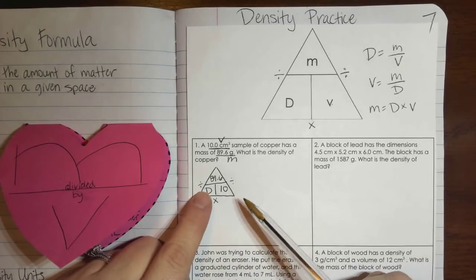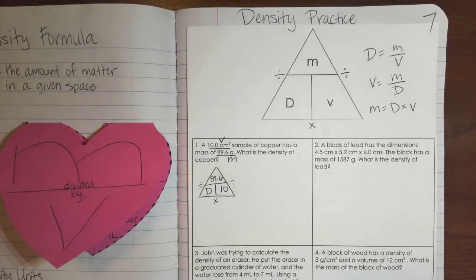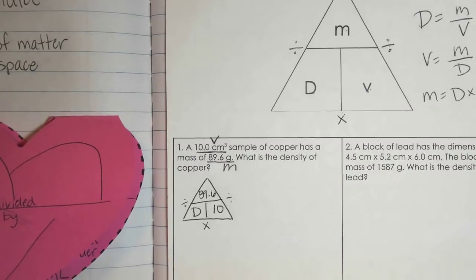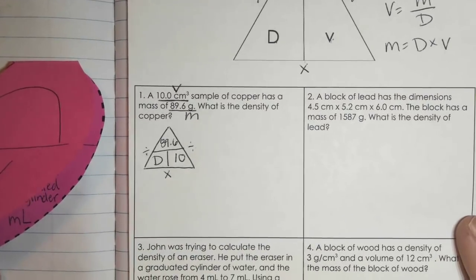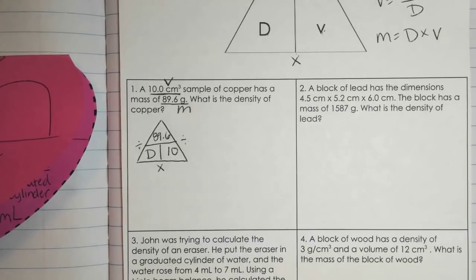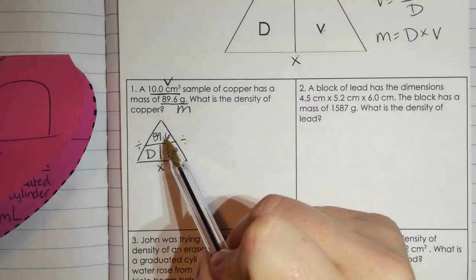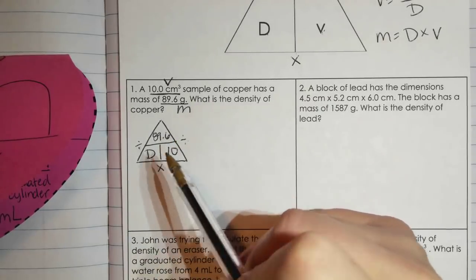Now notice I didn't put the units in the triangle. I think sometimes that just clutters up our triangle, so you can go back at the end and be sure to do our units when we write our answer. Okay, so I'm going to set up my math problem. I know I need to do top in, bottom out.